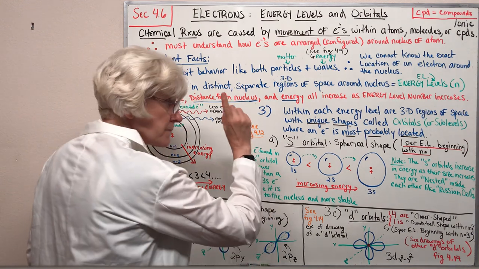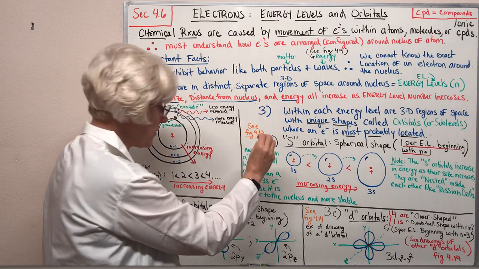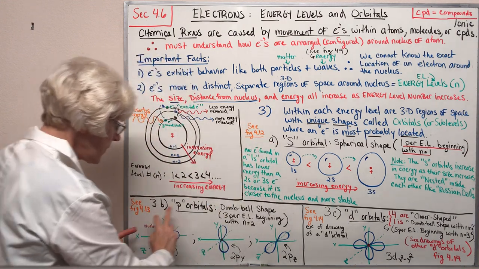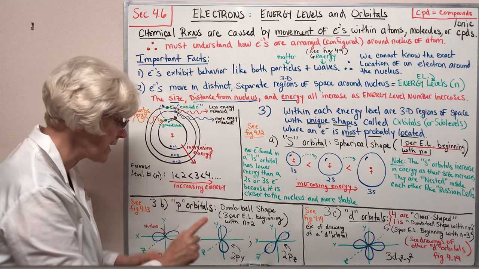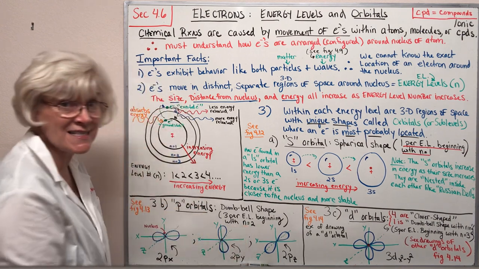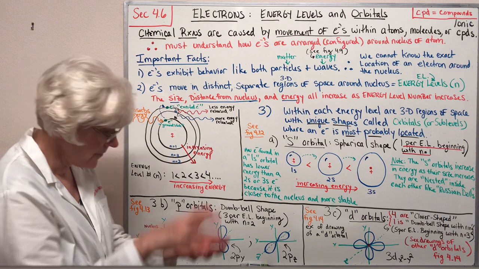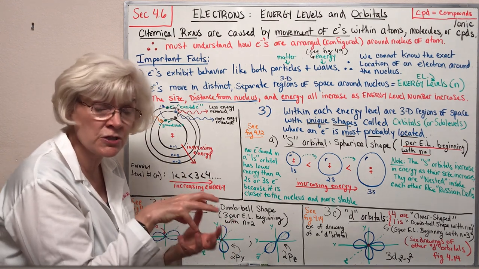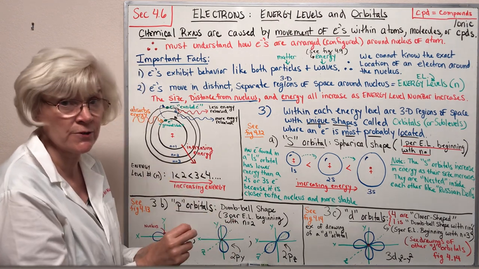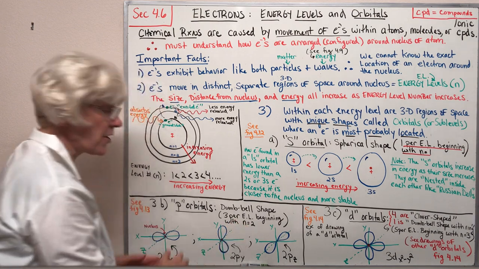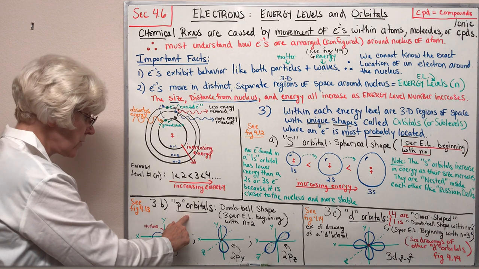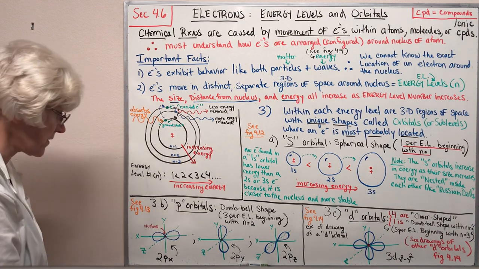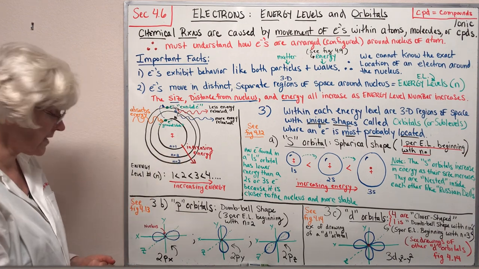S orbitals, only one s orbital per energy level. But p orbitals always come in a set of three, beginning with the second energy level. The first energy level is too small in size to have p orbitals. So you have to go to the second energy level before you have enough space to incorporate the p orbitals. They always come in a set of three.